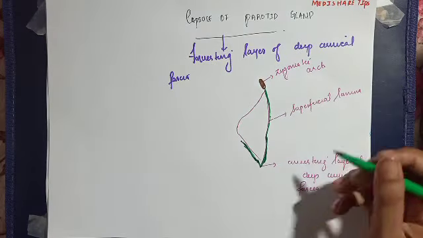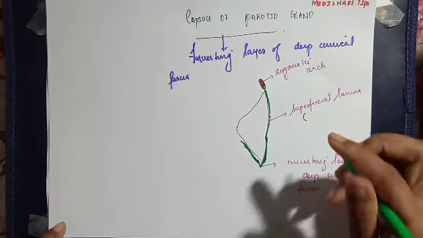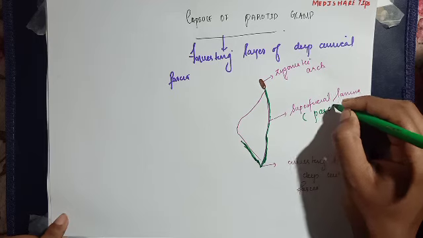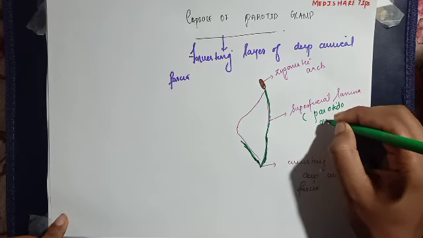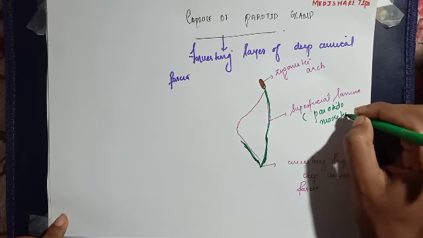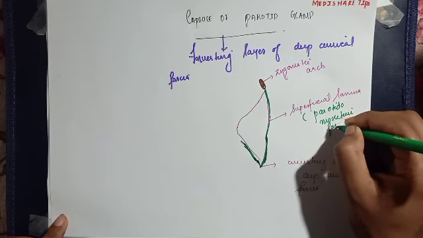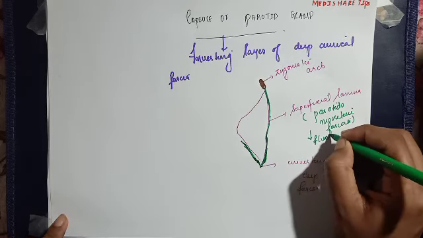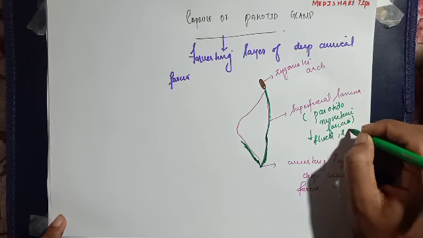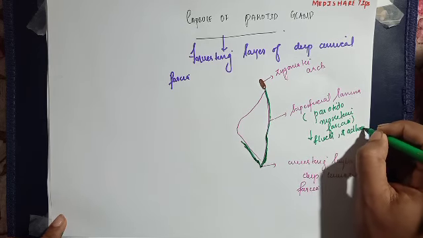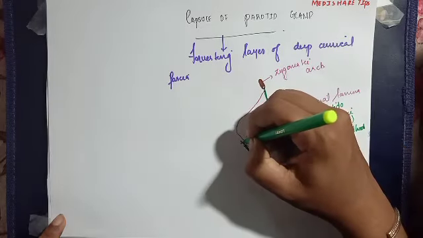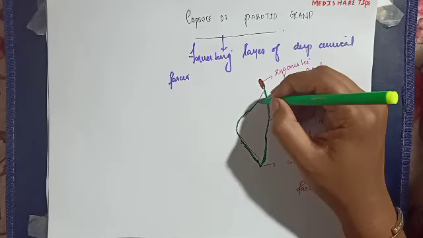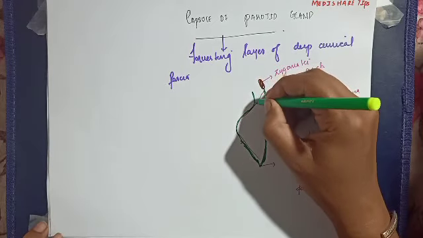So one thing I want to tell is that the superficial lamina is also known as the parotido-masseteric fascia. This parotido-masseteric fascia is very thick, and it is adherent to the gland. Whereas the deep lamina is thin, and it is attached to which structure? I will mention it now.